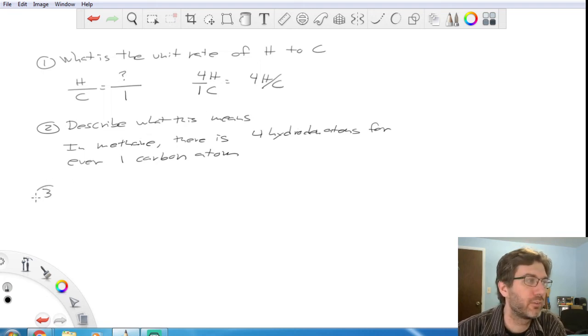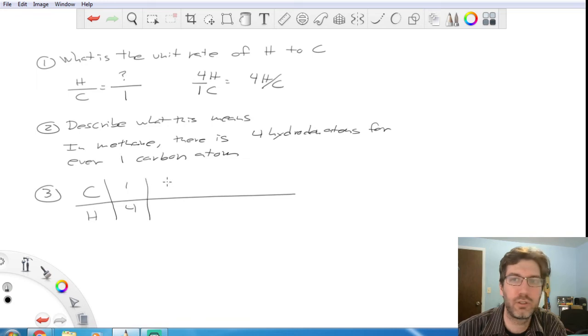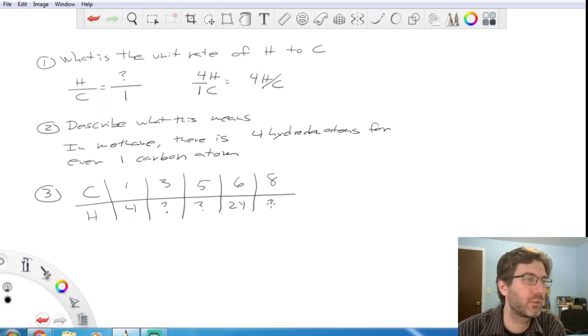Number 3 is to fill in the chart. So you have carbon atoms and hydrogen atoms. It gives you 1 to 4. It gives you 3 to question mark. It gives you 5 to question mark. It gives you 6 to 24. And it gives you 8 to question mark. So you're going to find what this is. And you can look at that ratio right here to find that.